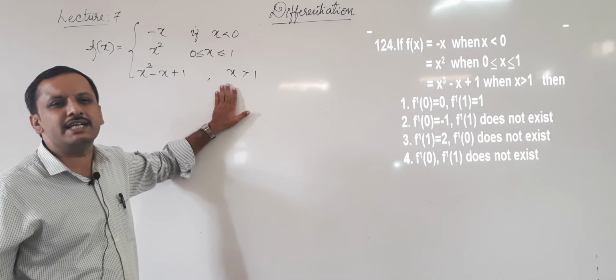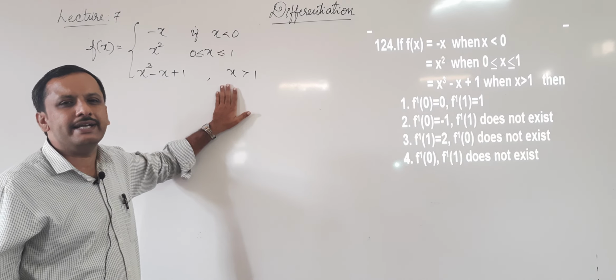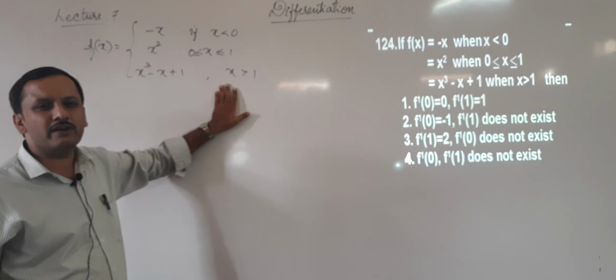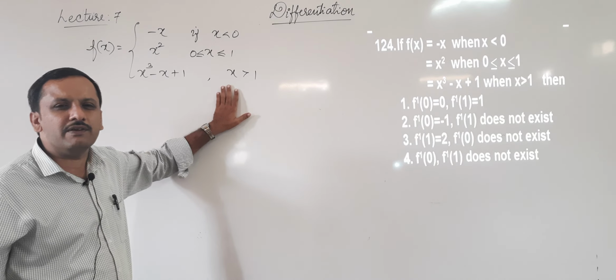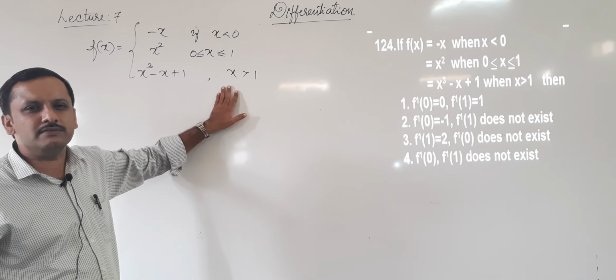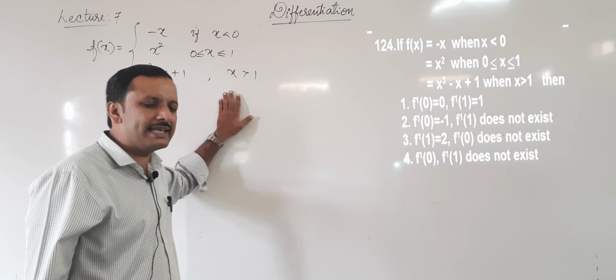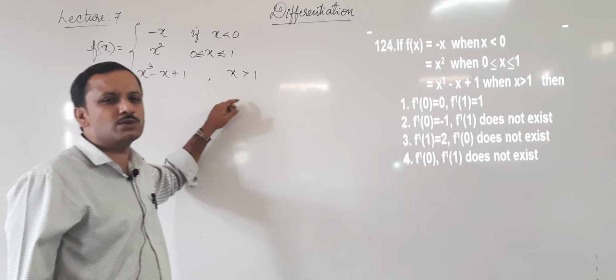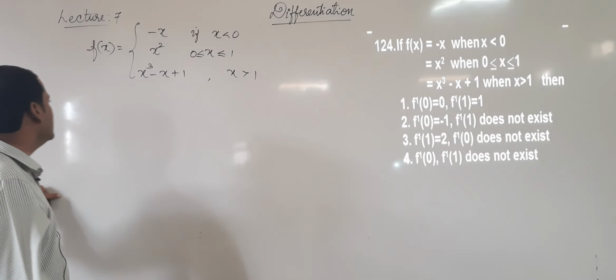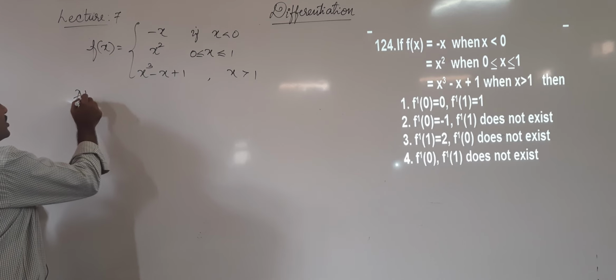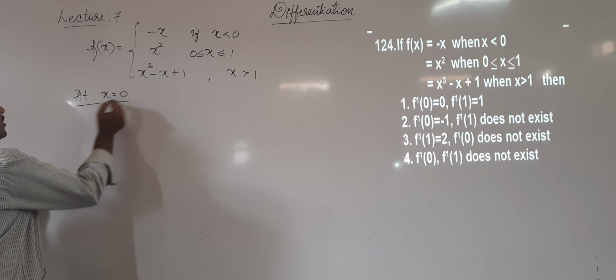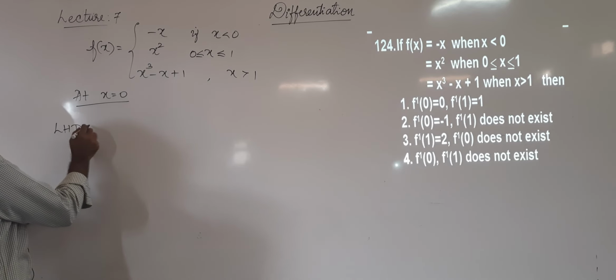Now let us test the differentiability at 0 and at 1. For that I have given you one shortcut, or okay, I will give you both the methods. First I will go by the actual method, then I will explain how to use that shortcut. So at 0 I want to test at x equal to 0. For that first you need to check left hand derivative.